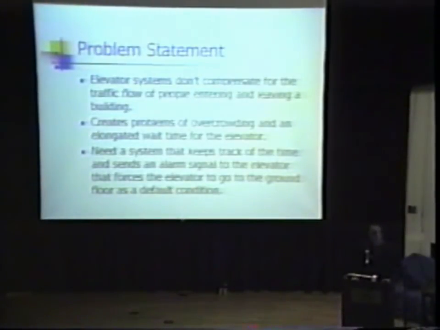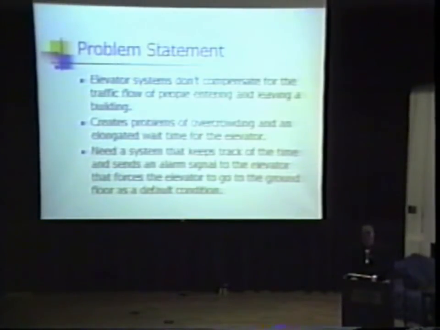The problem with this project is that most elevator systems right now don't compensate for the traffic flow of people entering and leaving the building. This creates a problem of overcrowding inside the elevators and an elongated wait time for the elevator.